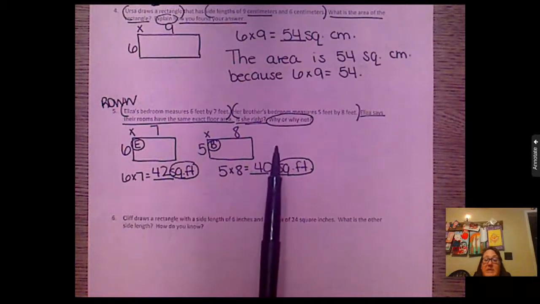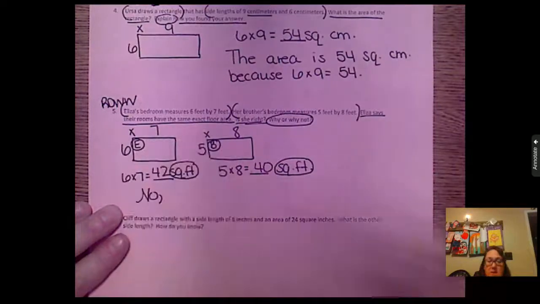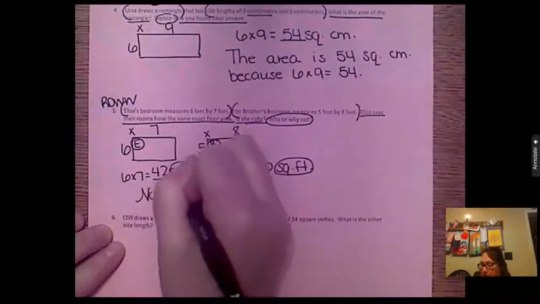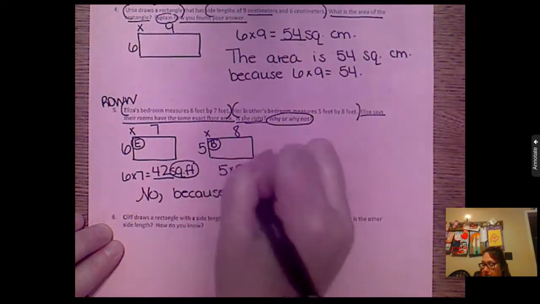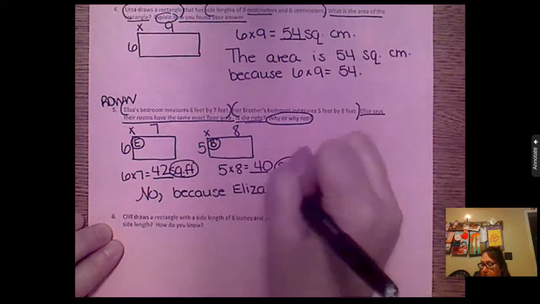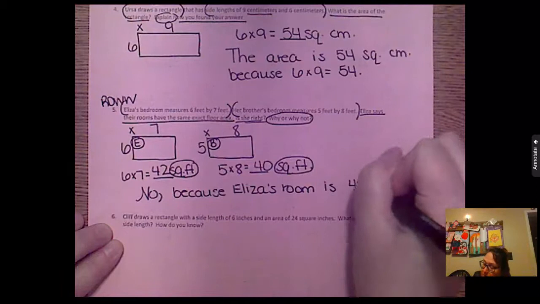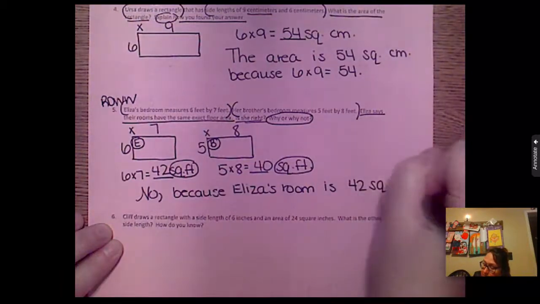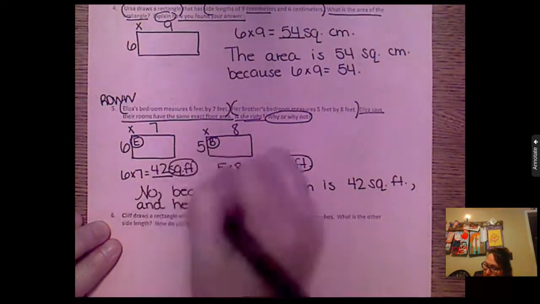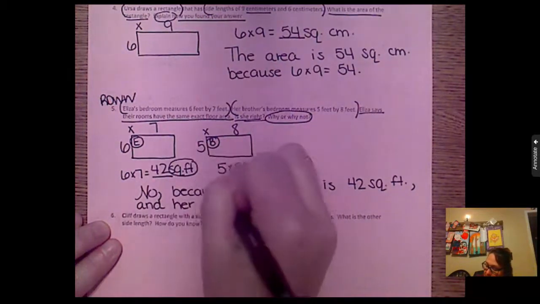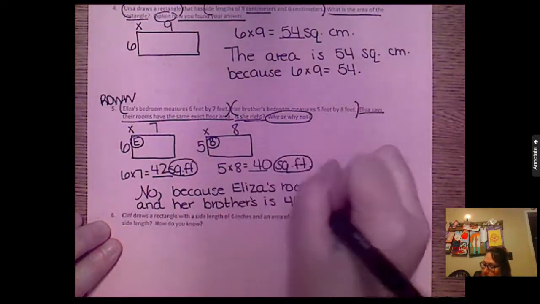So we need to explain why or why not. So our answer is no, comma, because Eliza's room is 42 square feet, comma, and her brother's is 40 square feet.